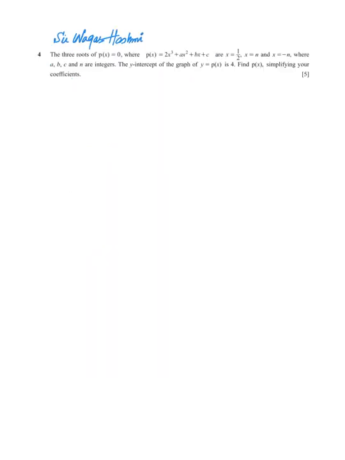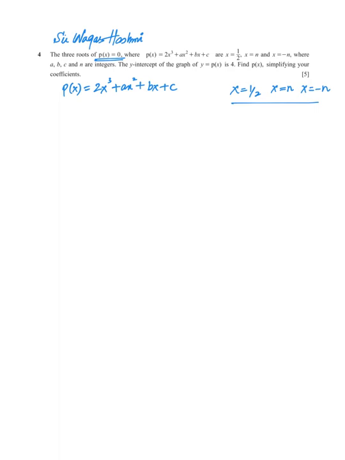Starting with question number 4, it is from remainder factor. It says that the three roots of p of x equals 0, where p of x, the cubic equation, is 2x cube plus ax square plus bx plus c, are at x equals 1 upon 2, x equals n, and x equals minus n. So these three are the factors that are already given, and on these three p of x equals 0. The y-intercept of the graph of y equals p of x is 4. Find p of x, simplifying your coefficients.